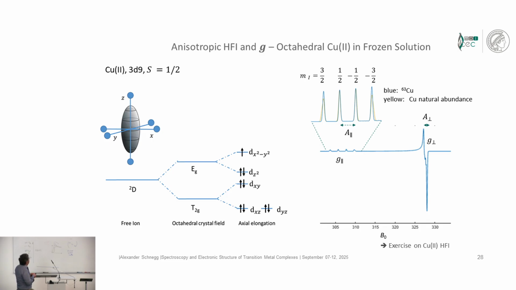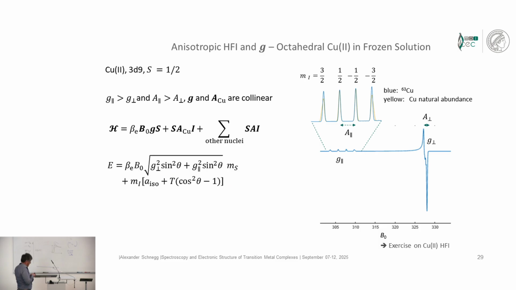axial elongation further splits or lifts the degeneracy of the orbitals, and we end up with 1 unpaired electron here. This axial case is reflected by an axial zero-field splitting and an axial hyperfine coupling, and this is the spin Hamiltonian: the electron-Zeeman interaction, the copper hyperfine coupling, and the other nuclei which we neglect for the moment, and the eigenvalues are given by this equation here.